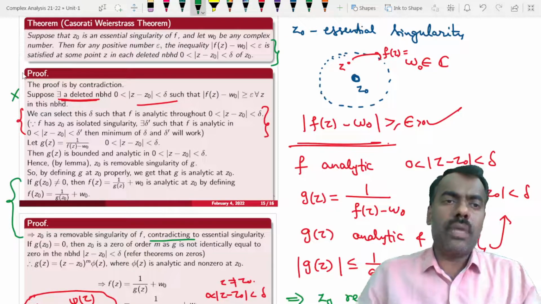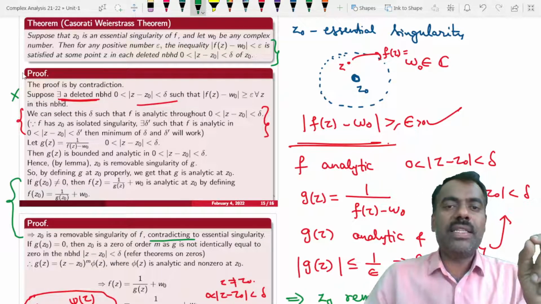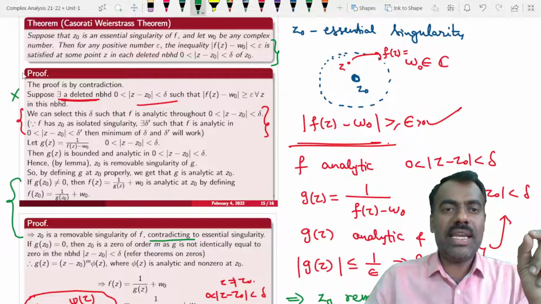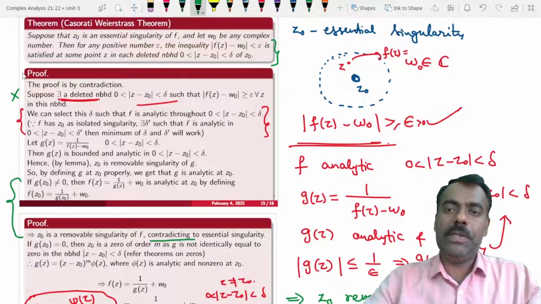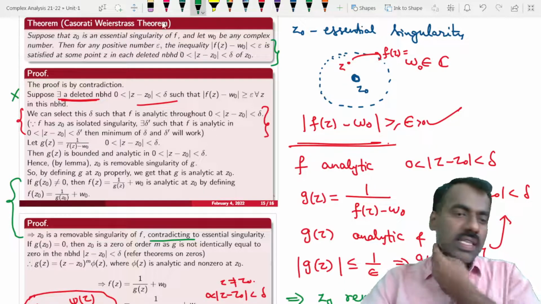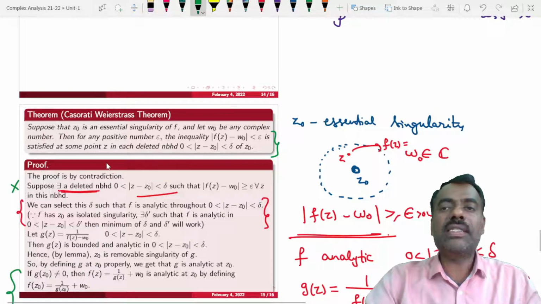So this supposition being wrong means this is true: you give me any epsilon and any complex number w naught, then there exists some z in any deleted neighborhood such that mod f of z minus w naught is less than epsilon. Okay, fine. So these are all about how the functions behave near a singularity.